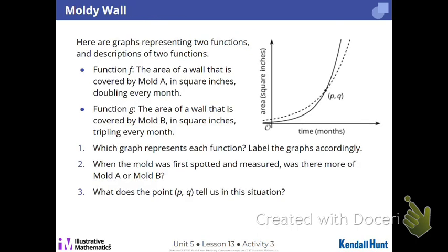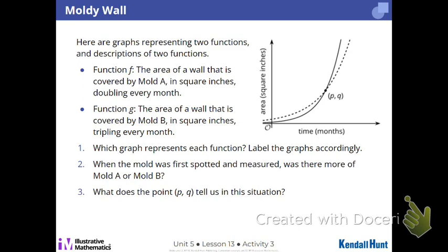All right, last thing. We're talking about mold, okay? So there's some mold growing on this wall. Function F, which is mold A. Function G, that's mold B. A is doubling every month. B is tripling every month. It's your job to decide which one's which.